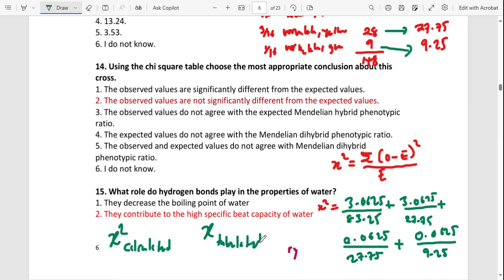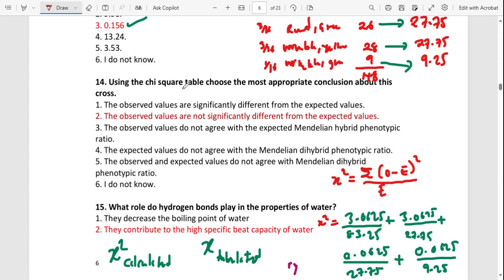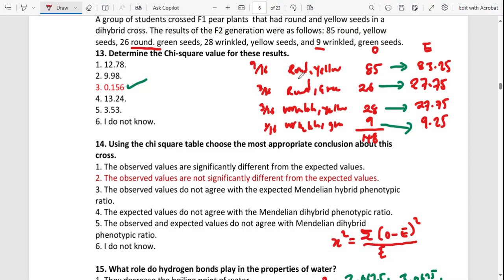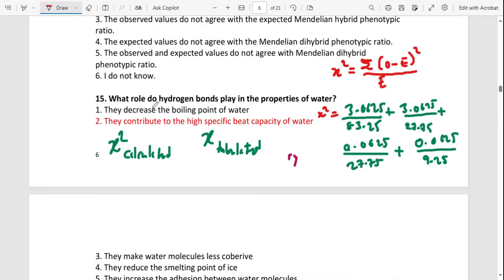Okay, so remember this is a dihybrid cross. A dihybrid cross has got how many characteristics or how many physical traits? There are four, isn't it? Round, green, wrinkled, and also yellow. So these are four different traits. So we say n is equal to 4 for different traits. You can find what we call the degrees of freedom. Degrees of freedom is given by n minus 1, so that will be 3.